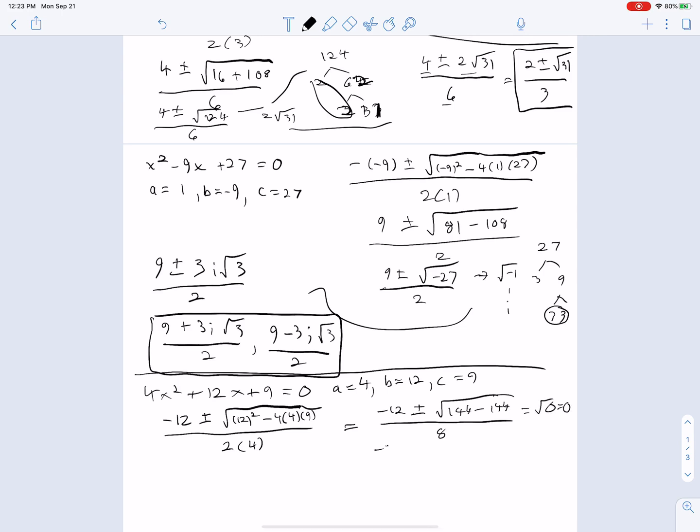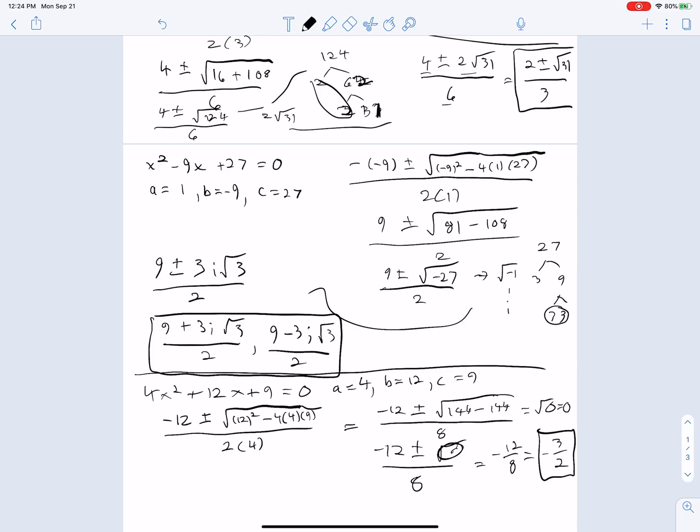So that's going to leave us with negative 12 plus or minus the square root of 0, all divided by 8, which equals negative 12 divided by 8. Which reduces to, 4 goes into 12 three times, negative 3 halves. So we have just one solution here. So whenever you're given a quadratic equation, you can plug in the a, the b, and the c into the quadratic formula, and it's going to give you an answer.